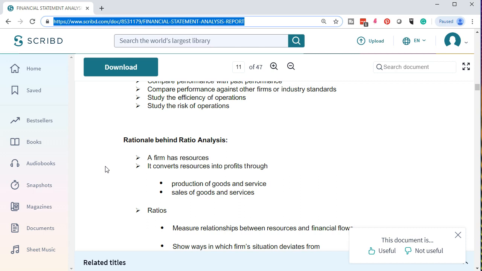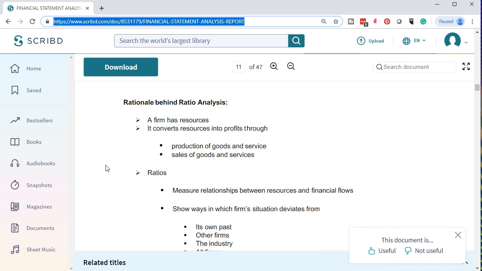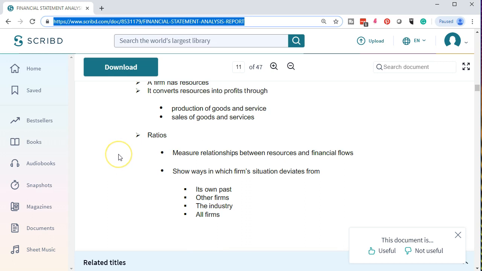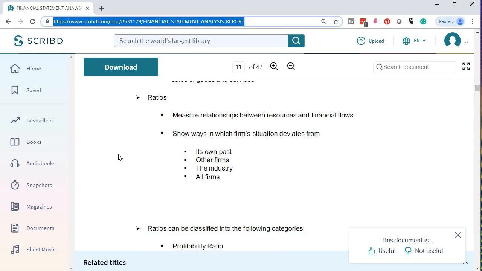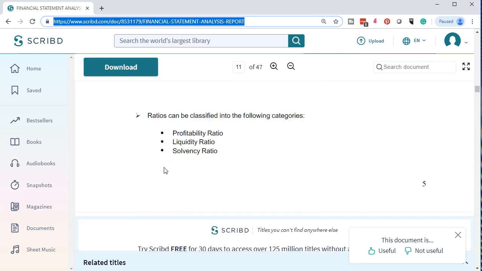Why do we do the ratio analysis? A firm has resources. It converts resources into profits through production of goods and services, and sales of goods and services. Ratios measure relationships between resources and financial flows. So they're going to be comparing these things, which will give us information. It shows ways in which a firm deviates from its own past, other firms, the industry, or all firms. So we can use ratios to make these comparisons: from its own past, to other firms, to the industry as a whole, or to all firms.